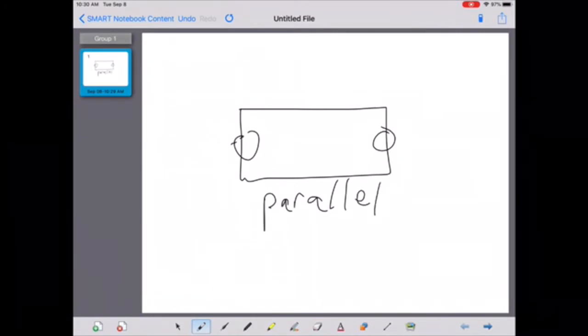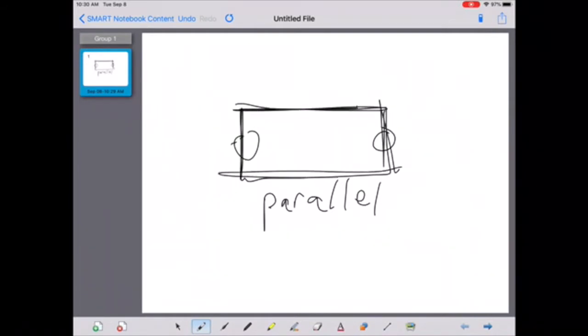And adjacent sides, adjacent means they touch. So this is adjacent to this. This is adjacent to this. This is adjacent to this. So adjacent means they touch somewhere. So these sides, guys, in a rectangle are perpendicular.